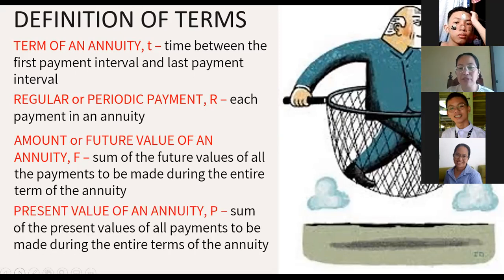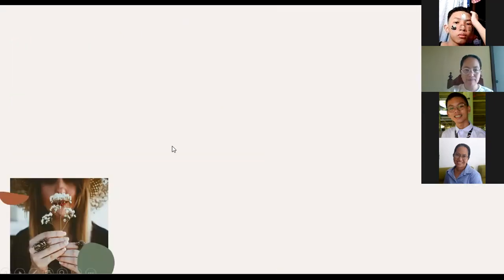Then we have the present value of an annuity or the P, and that is actually the present values of all payments to be made during the entire term of the annuity, or yung payment na nilalagay doon. Let's say, for example, you need to deposit or you need to pay 5,000 pesos on a monthly basis. So that will be the present value, the 5,000 pesos.